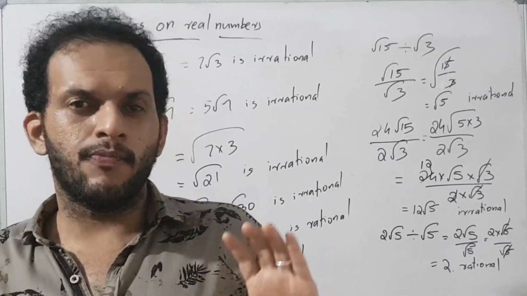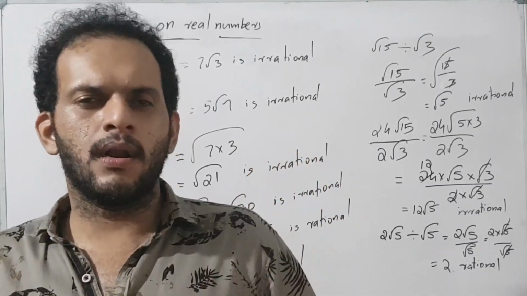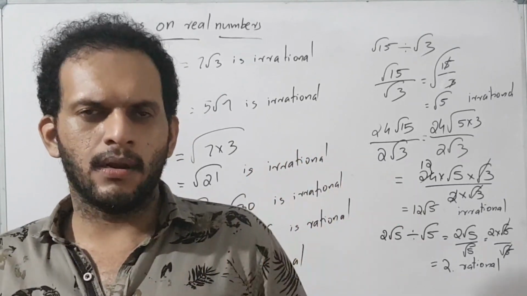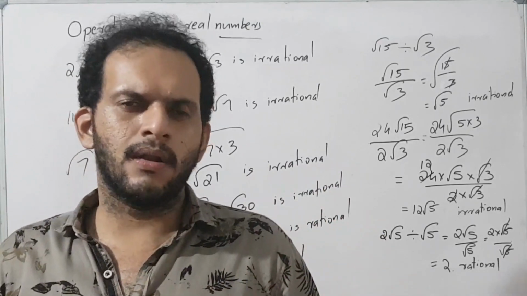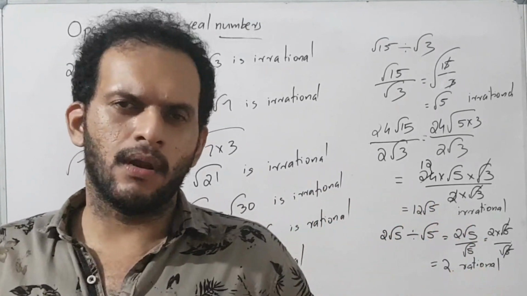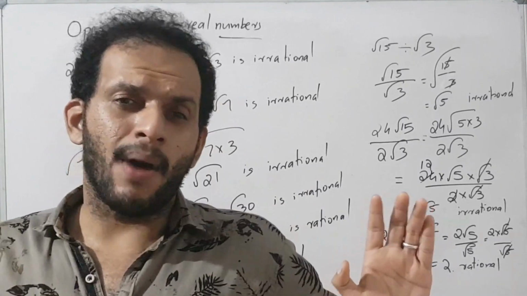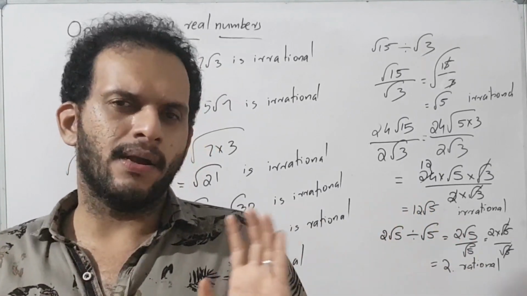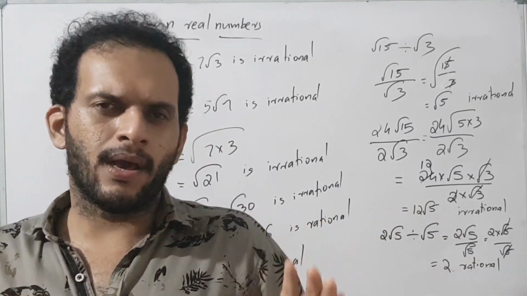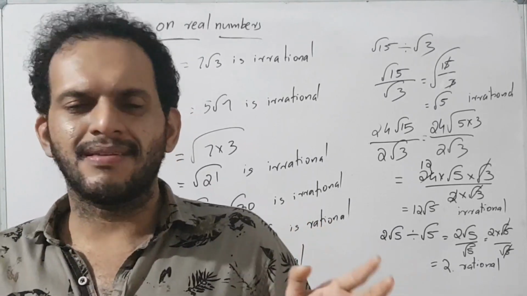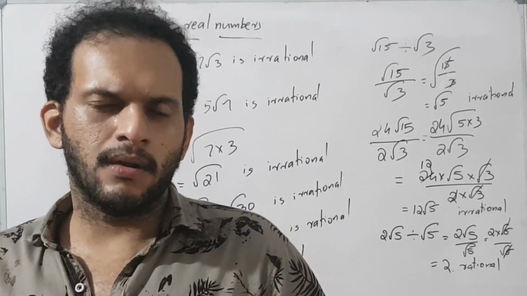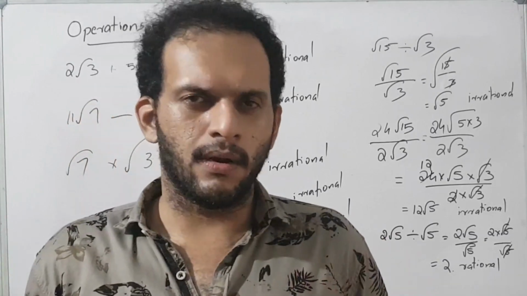What are they? If we add two irrational numbers, the result is irrational. If we subtract two irrational numbers, the result is always irrational. But if we multiply or divide two irrational numbers, the product or quotient is sometimes rational, sometimes irrational. Okay.